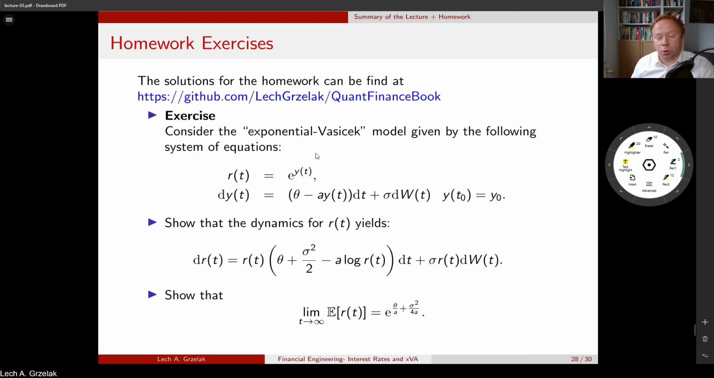For this exercise, we will continue in the next exercise, but there are a few things that I would like you to check. The first is to apply Ito's formula to R_t and show that the dynamics for the exponential Vasicek are of this form. And then you also have to calculate the expectation and check the limit, how this long-term short rate behaves as a function of parameters.